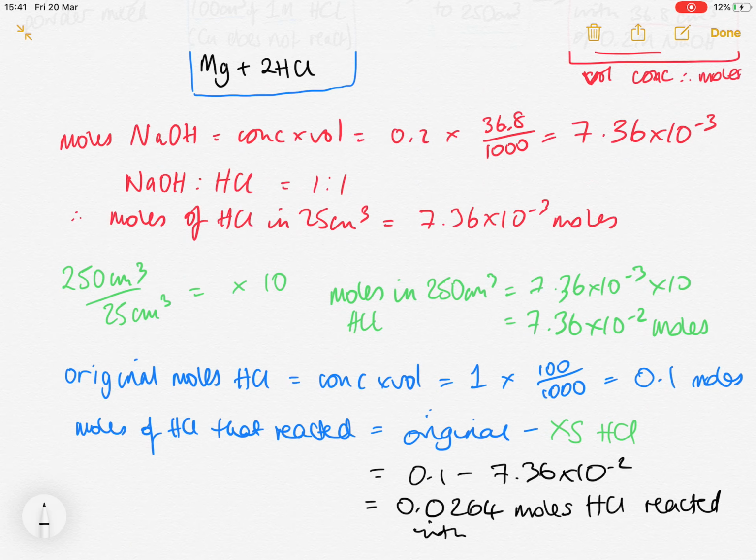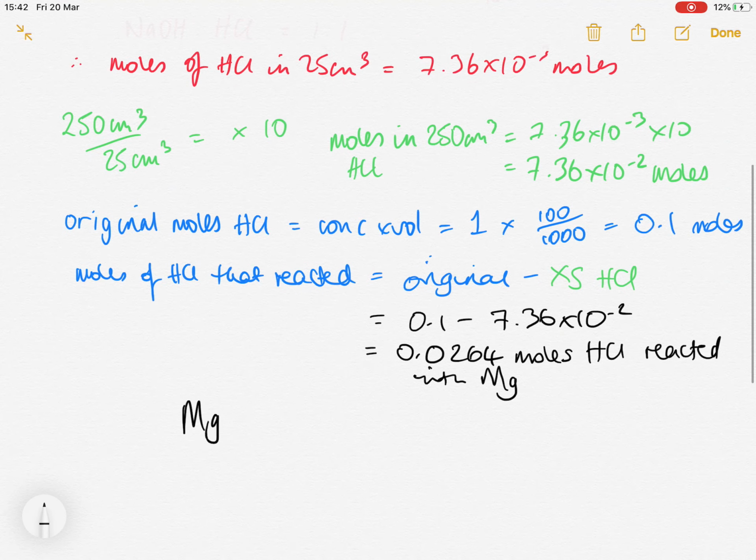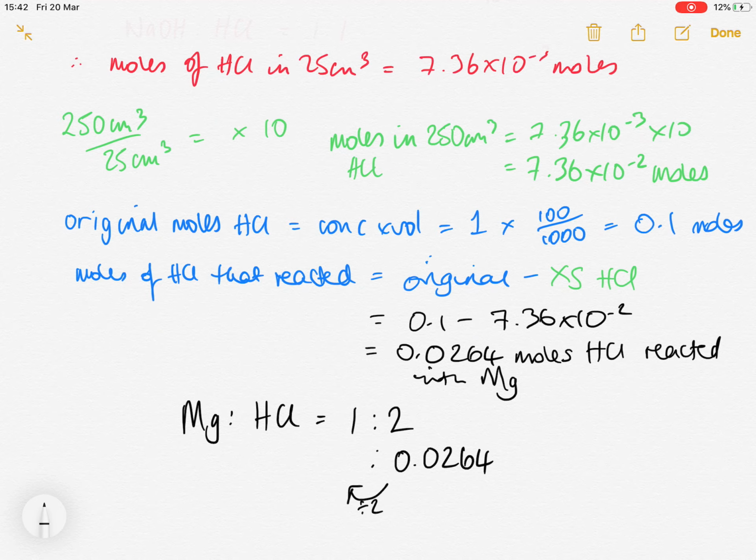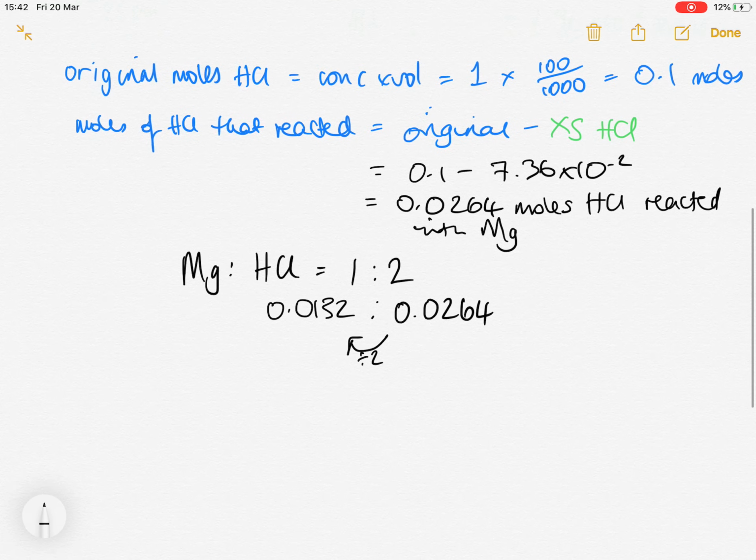with the magnesium. Okay. Now, if that's how much reacted with magnesium, we have got a ratio. We've got a ratio just here at the top, which is Mg to HCl. And that is a 1:2 ratio. Now, we've just worked out that it's 0.0264 moles of HCl. So if we divide that by 2, that will give us the moles of magnesium that was in the original mixture.